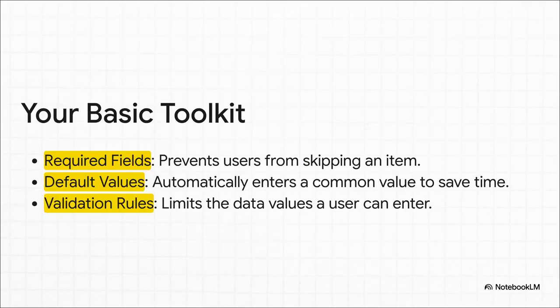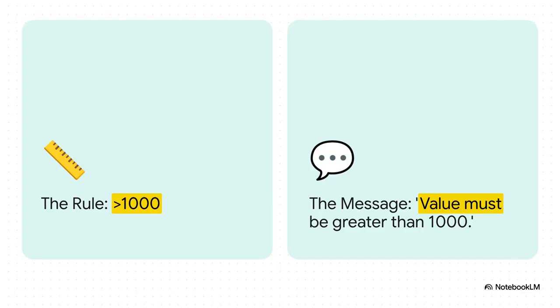So here's your basic toolkit to get started. First, required fields. This just makes sure users can't skip over important stuff. Then you've got default values, which save a ton of time by pre-filling common info, like maybe the current date. And then, the real powerhouse, validation rules, which let you get super specific about what kind of data is even allowed in a field. And this is a 1-2 punch that works beautifully.